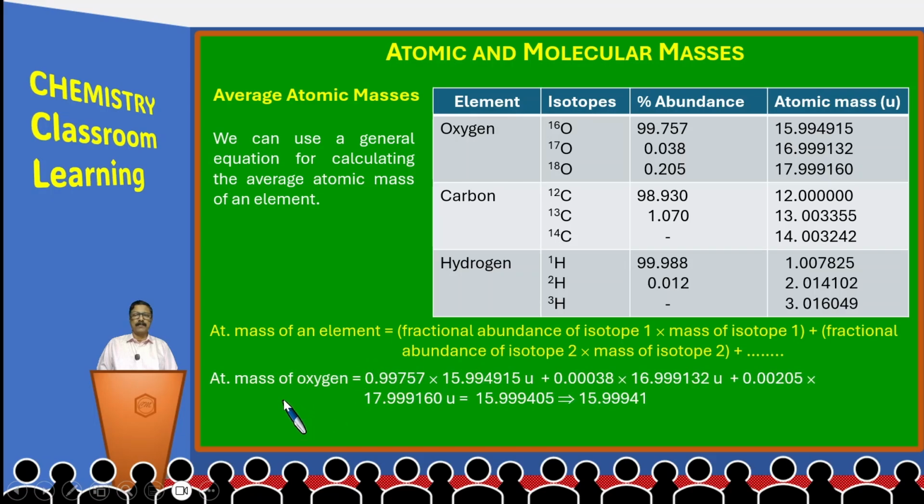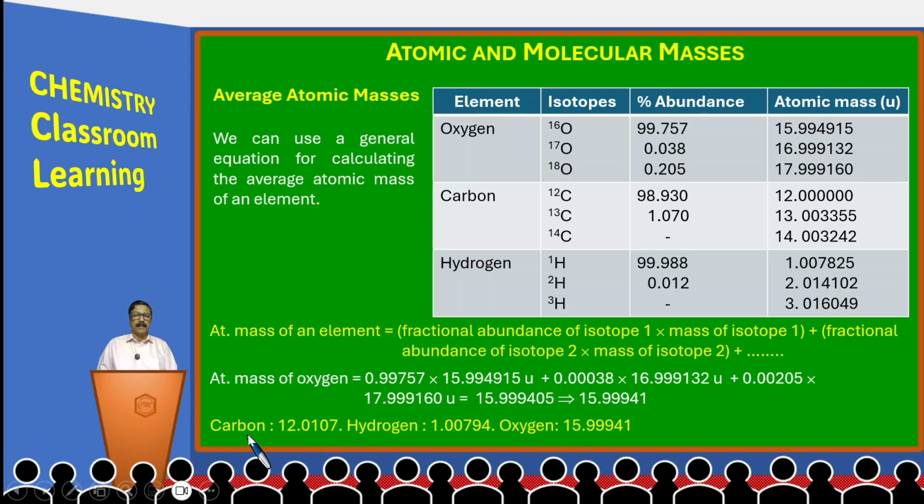So, the atomic mass of oxygen could be calculated as follows. 0.99757, that is the fractional abundance of oxygen 16, into mass 15.994915 U, plus 0.0038 into 16.99132, plus 0.00205 into 17.999160 U, equal to 15.99405. When corrected to the required significant figures, it is 15.99941.